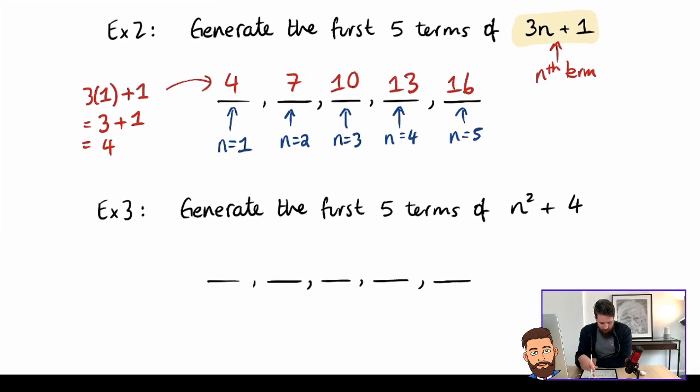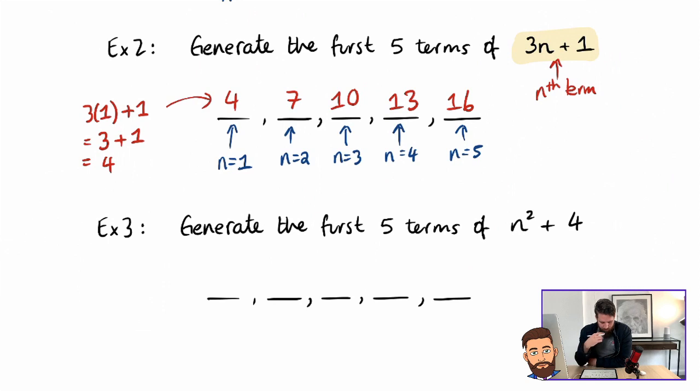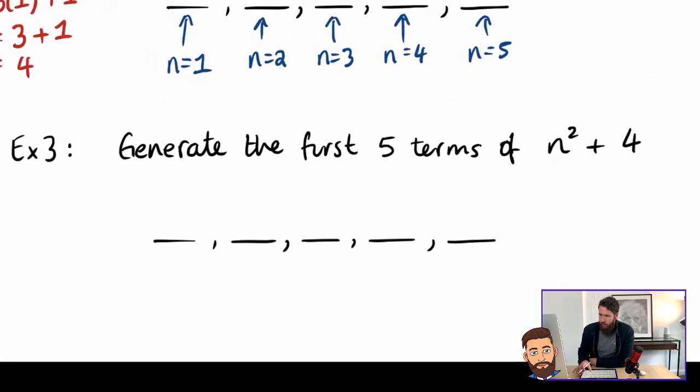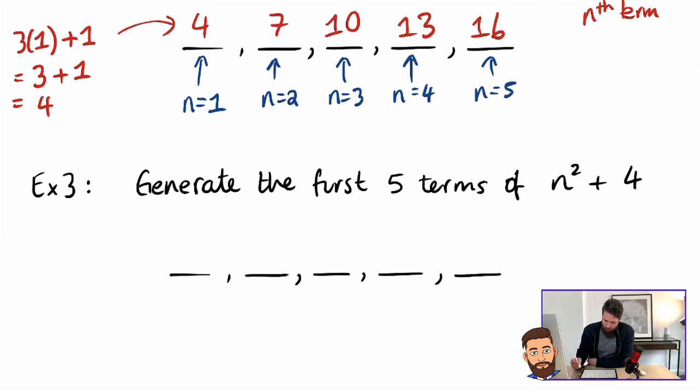Because this has got something extra involved with it. So it says generate the first 5 terms of n squared plus 4. N squared plus 4. Well, what does n squared mean? N squared, let's just recall, means n times n. Yeah, you times it by itself. And what have they given us here? We refer to this, remember, this is what we call the nth term.